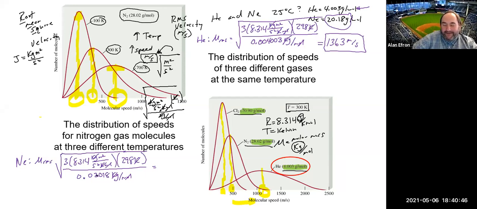0.02018 would be what you get when you divide that by 1,000. Now doing a little square root action. That's maybe more like it. How about 607 meters per second would be how fast our neon gas is basically flying around. First off, any questions on the calculations there?